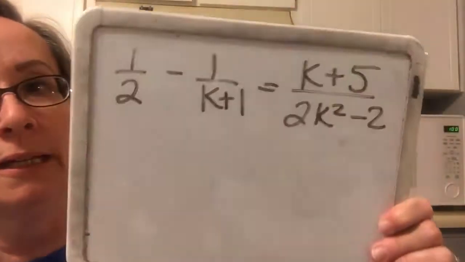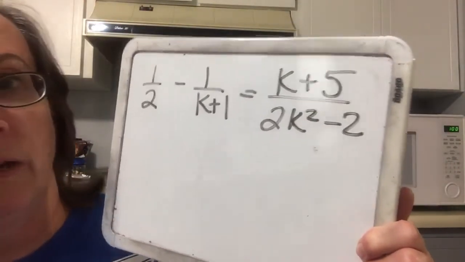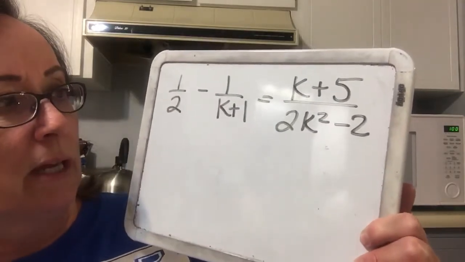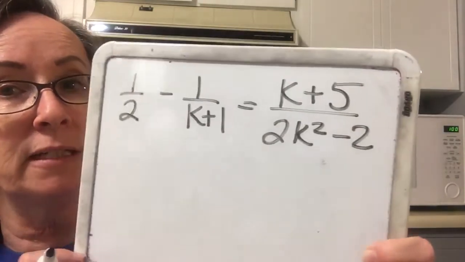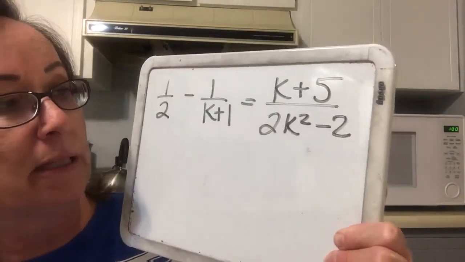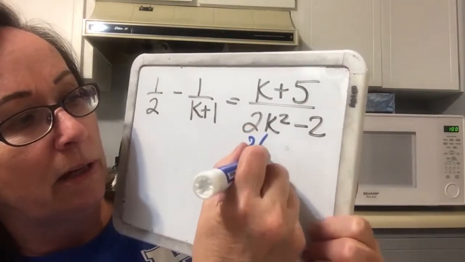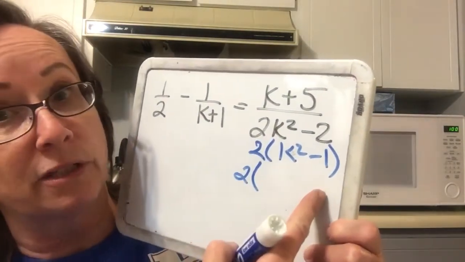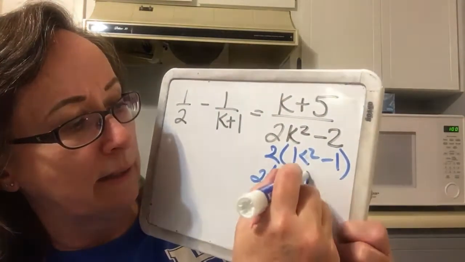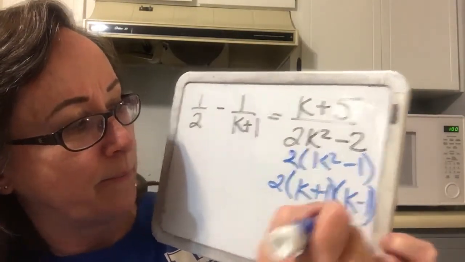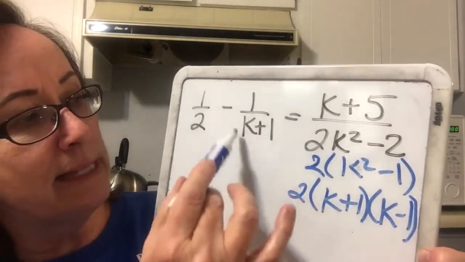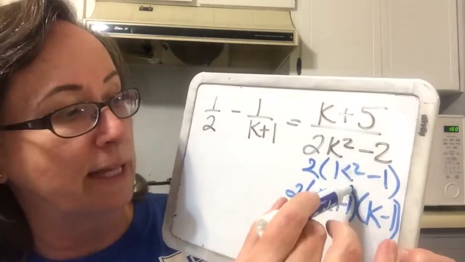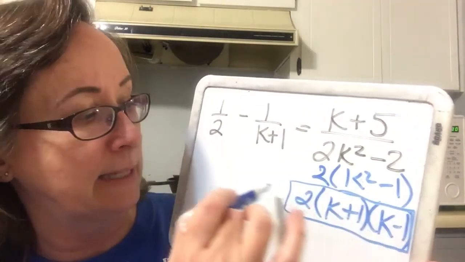Okay, so here we have another one. We've got 1/2 minus 1 over k plus 1 is k plus 5 over 2k squared minus 2. So remember, we're going to factor every denominator to find out what our least common denominator is. If I pull out a 2, I get a k squared minus 1. If I factor the k squared minus 1, difference of two squares, I get a k plus 1, k minus 1. Okay, so now notice this denominator is already present in here, and this denominator is already present in here. So this right here is my LCD.